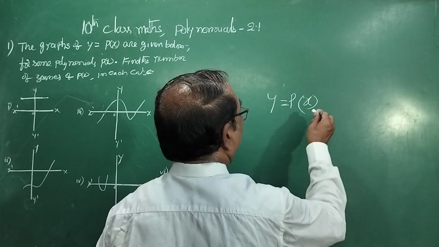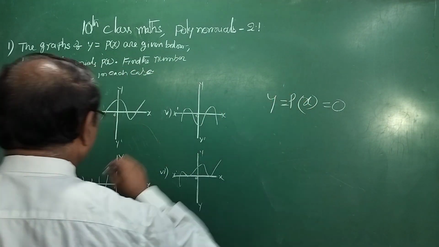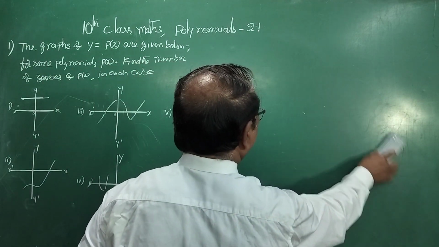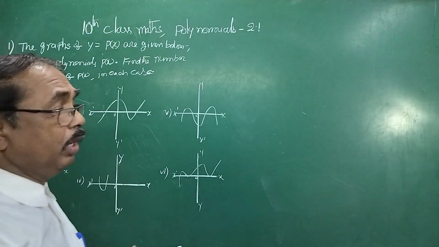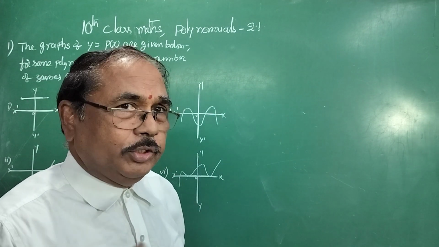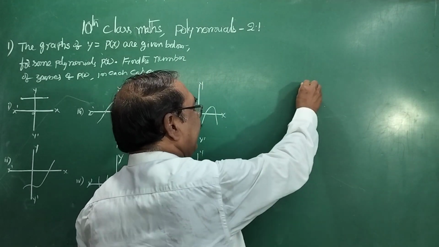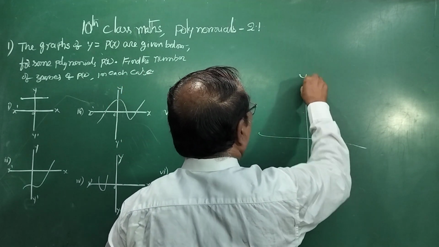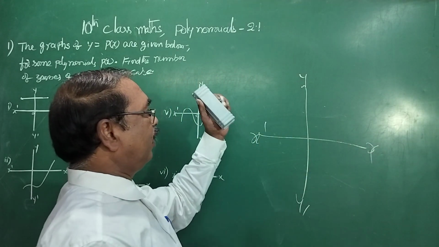Yes, when it becomes 0, that is the zero of the polynomial. Then how do we find the zeros? Suppose it is a graph, with the y-axis, y dash, x-axis, x dash, in this Cartesian plane.